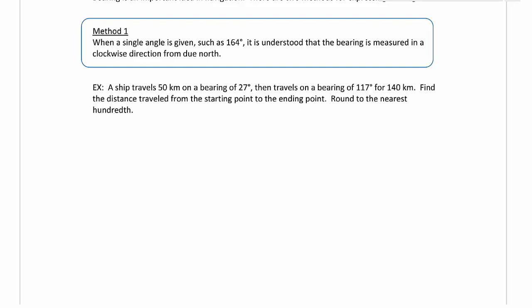All right, so a ship travels 50 kilometers on a bearing of 27 degrees and then travels on a bearing of 117 degrees for 140 kilometers. We want to find the distance traveled from the starting point to the ending point, and we'll round to the nearest hundredth.